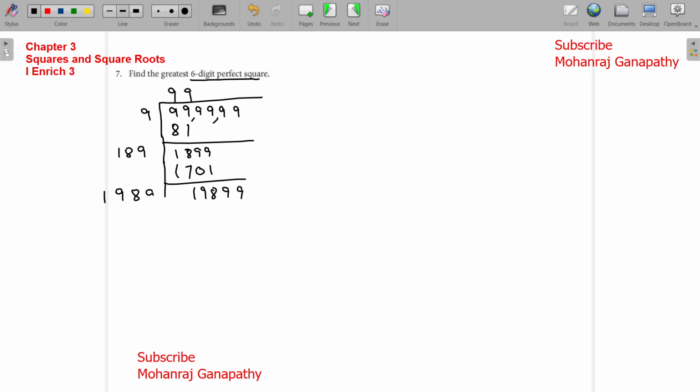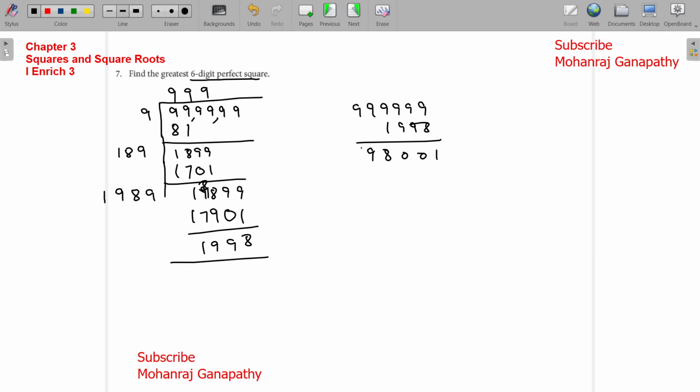3 threes are 9, not possible. Try with 9. 9 nines are 81. 9 eights are 72. 72 plus 8 is 80. 81 plus 8 is 89. 9 plus 8 is 17. So subtract 999999 minus 1998. So 997 999. 100899.